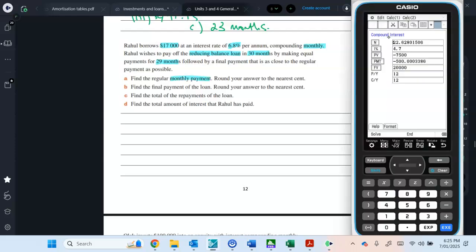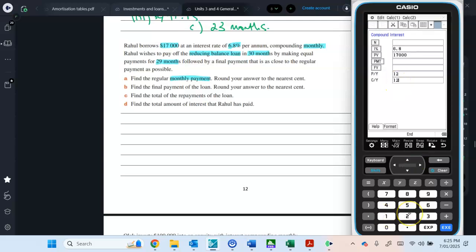All right. So clear what we've got. All right, so N, let me just think, what are we doing? So N, I don't think we need to do 29 months. Let me just keep going. What have we got? 17,000. Let me do it as we read it. So borrows 17,000. All right, so he's borrowing money, so it's going to go in as positive. All right, interest rate is 6.8. Compounding monthly, so we're going to put 12 and 12 down the bottom.